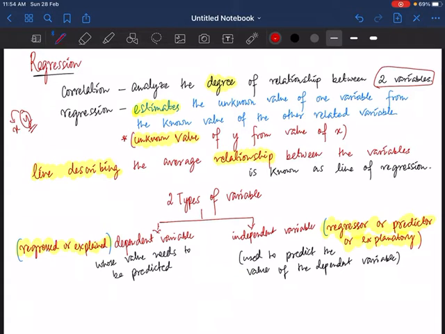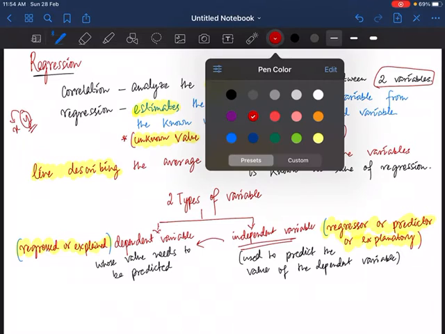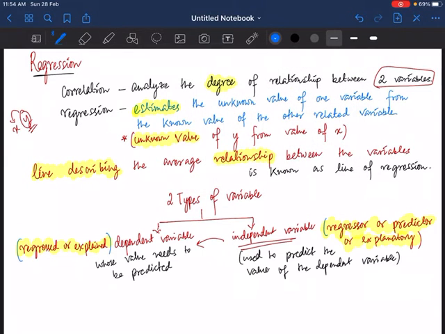So I told you, I need to find the values of y where the value of x is already given. And we have another variable, the independent variable, that is used to predict the value of the dependent variable. So with the help of the independent variable, I will try to predict the value of the dependent variable. Dependent variables are also known as regressed, from regression, or explained. And the independent variable is also known as regressor, predictor or explanatory. Okay, so these are the two types of variables.